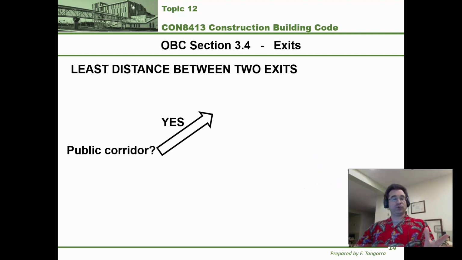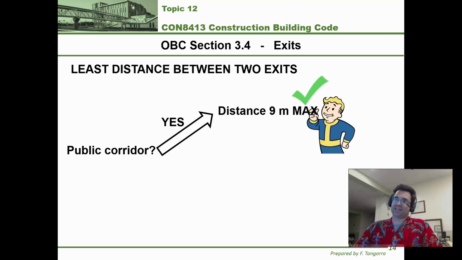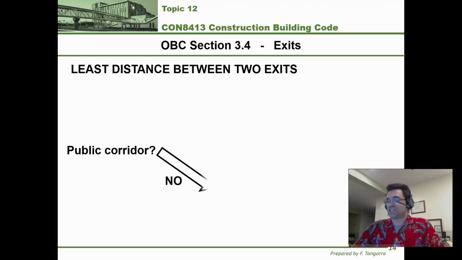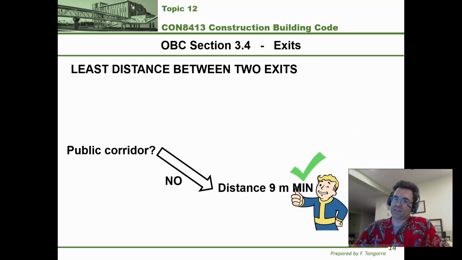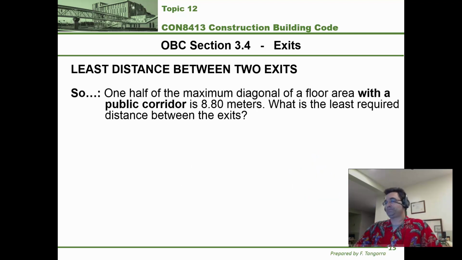Is this a public corridor that you have in a floor area for a Part 3 building? If the answer is yes, then the maximum distance between exits is 9 meters, no more. If it's not a public corridor, then the minimum distance between exits is 9 meters. It can be more, but it cannot be less. Okay? That's basically how it works. So maybe let's practice this a little bit.